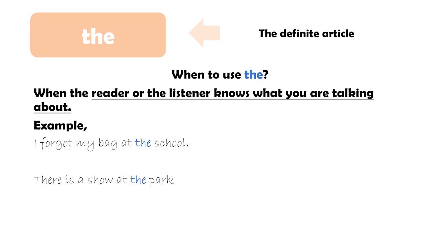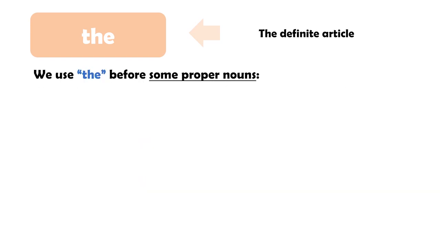There is a show at the park. Okay, which park? Well, my reader or my listener knows about the park. Therefore, if your reader or the listener knows about what and where you're talking about, you have to use the definite article.